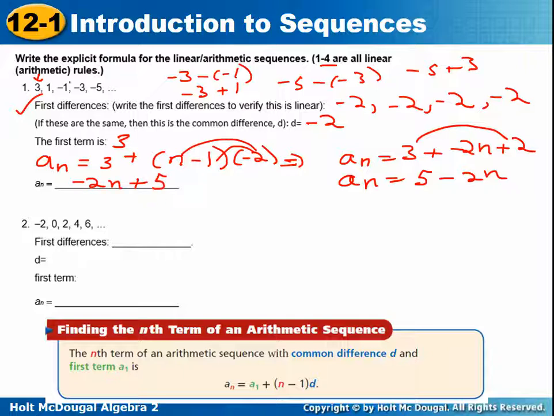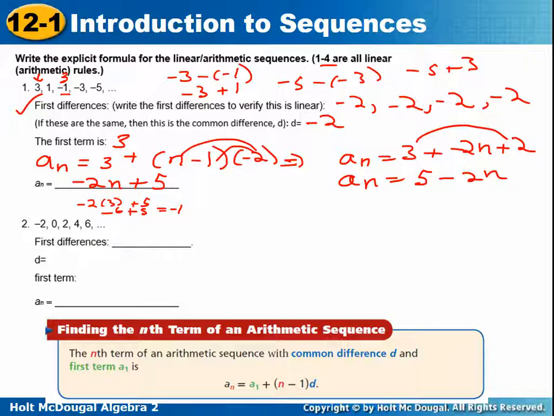And then you check by plugging in some values. This is, let's say, this is term 3 right here. If I use 3 for n, do I get negative 1 as my answer? So negative 2 times 3 is negative 6, plus 5 is negative 1, so it worked for that one that I tried. So I'm going to go with that as my answer.